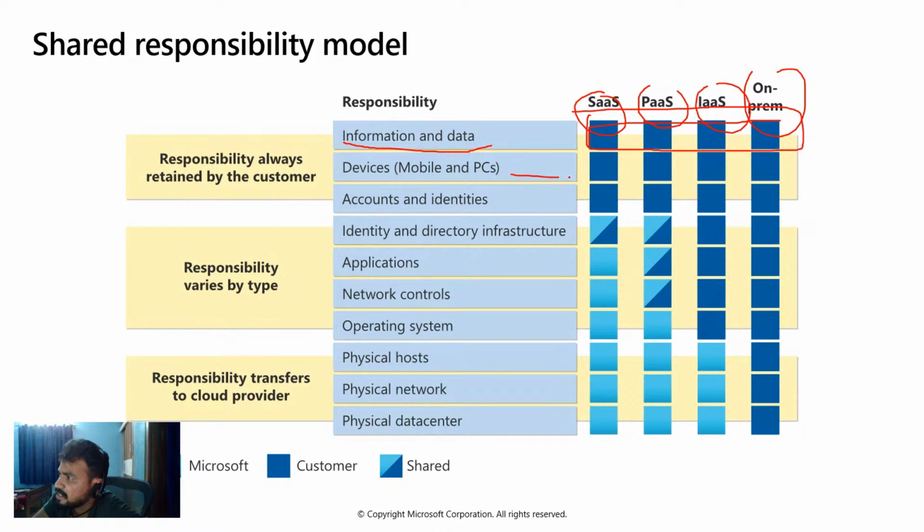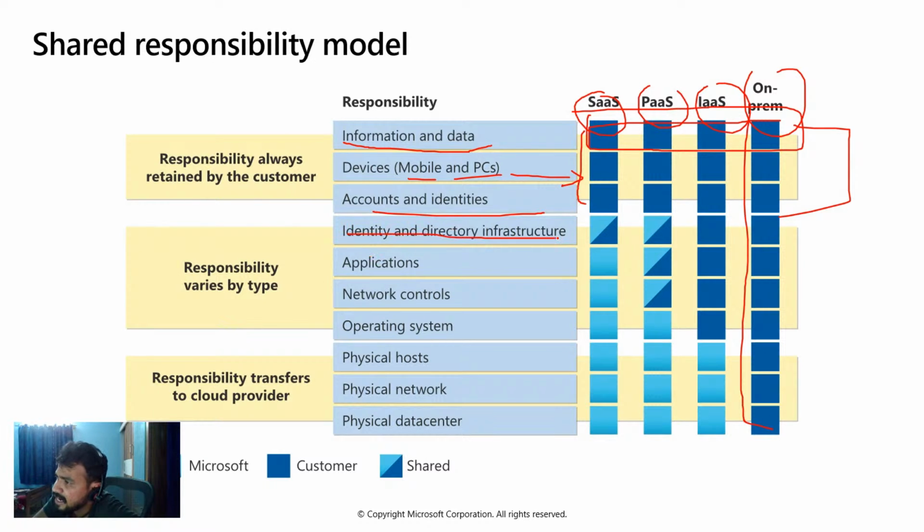Okay. Devices, you choose which devices to be hosted, like mobiles or PCs. This is again managed by the customer. Accounts and identities, this is also managed by the customer. Like you choose who can access this, you choose who can't access this. This is managed by the customer again. If you see on premises, everything is managed by the customer.